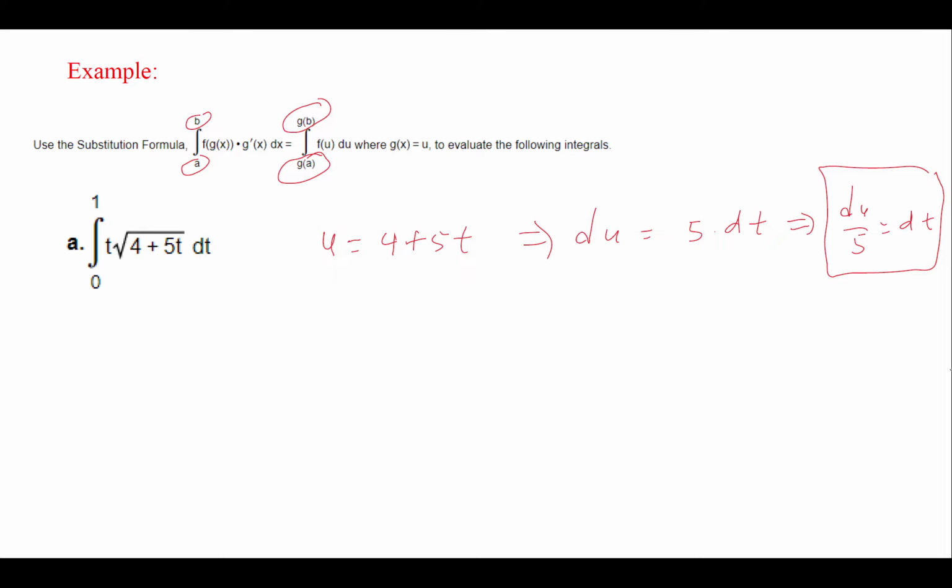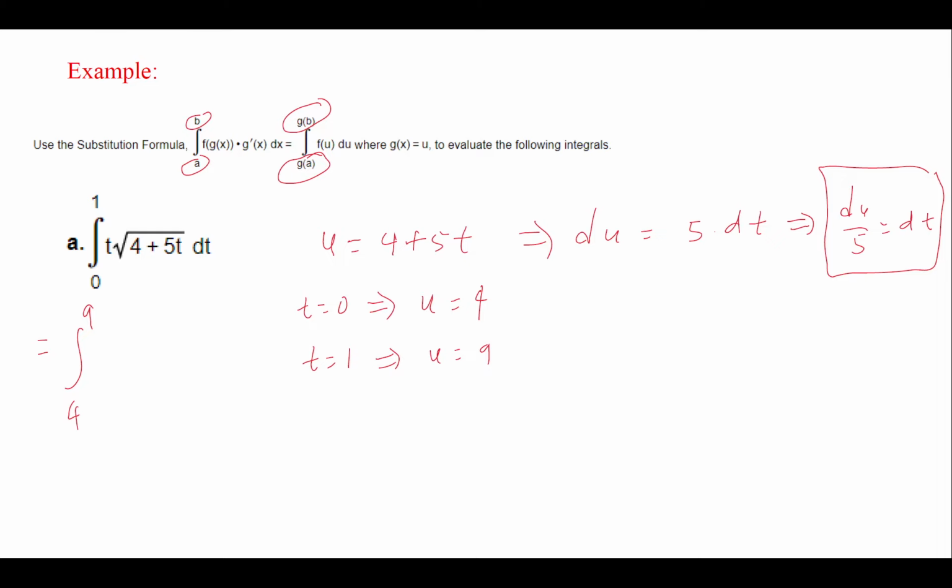As you can see here, when t is 0, u would be 4 plus 5 times 0, which is 4. When t is 0, that gives us the value of the new variable as 4, and when t is 1, that gives us the value of the new variable as 4 plus 5 times 1, which is 9. So this integration after this substitution becomes 4 to 9.